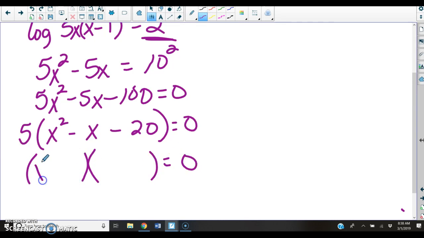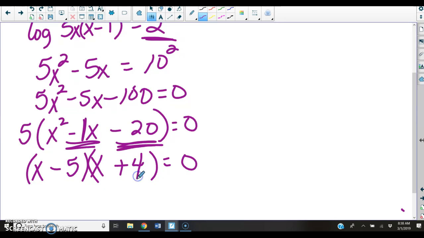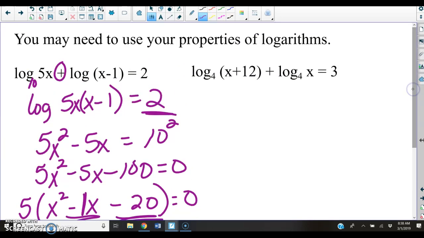Okay? x times x gives me x squared. What multiplies to give me negative 20 and adds to give me negative 1? Remember, there's an understood coefficient of 1. Well, I think you'll agree it's got to be negative 5 and positive 4. So this gives us x equals 5 or negative 4. Now let's check to make sure we're not taking the logarithm of 0 or a negative.